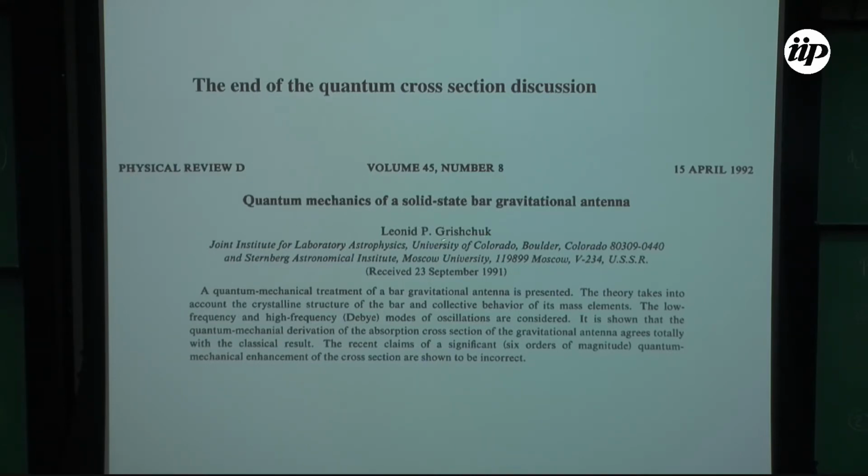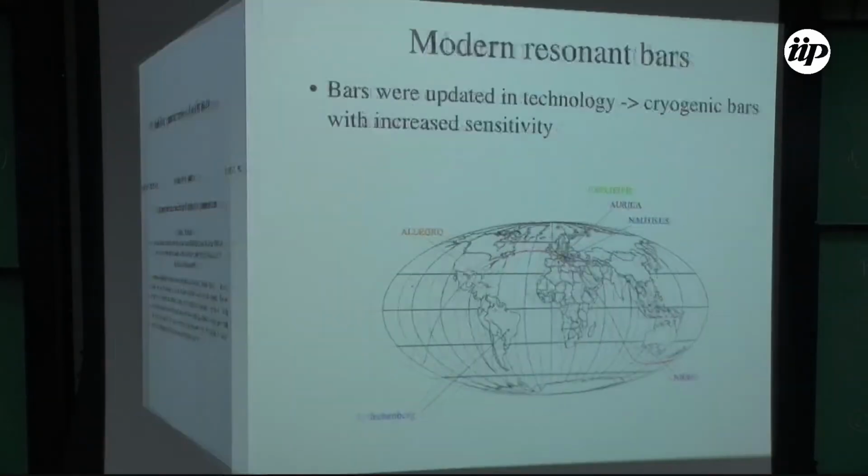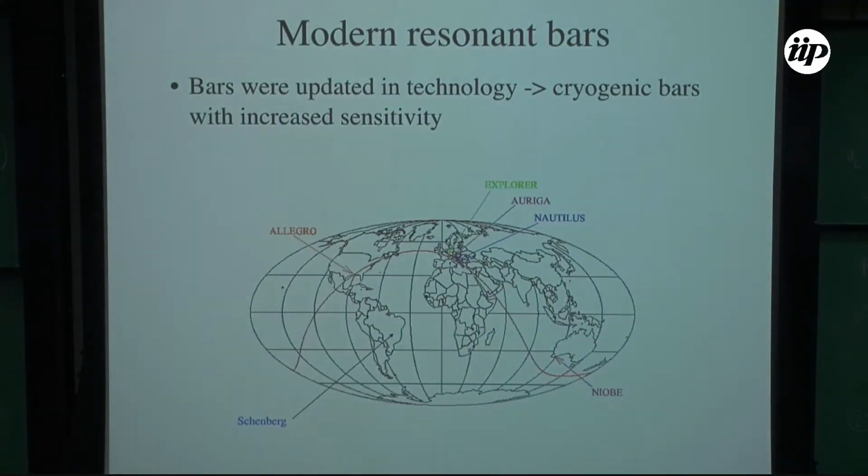And I'm not going to go into the details of this. If any of you is interested, this is a very important paper by Grishchuk that makes a thorough analysis of the claims of the people using bars who were saying that they detected gravitational waves. Well, this is all in the past now, but I think one or two of these bars are still working.